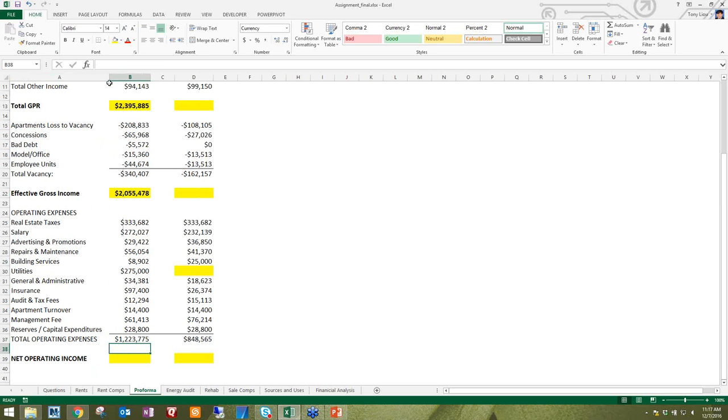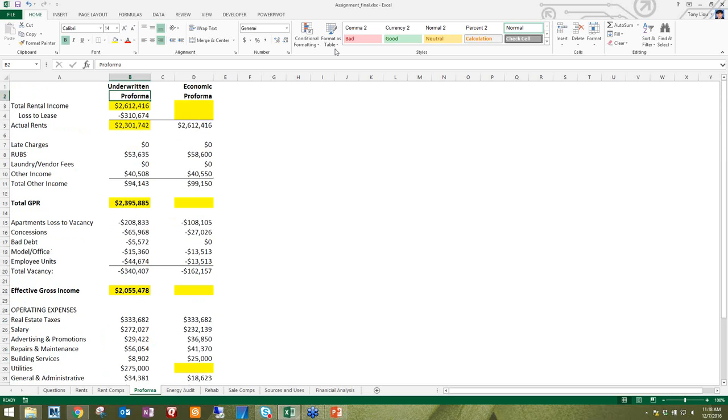And NOI is effective gross income less expenses. So what we're going to do here is take $2 million. Oops, sorry. Let's put the formula here. Equals $2 million minus that. Okay, we have an NOI at 831. So that is our current underwriting pro forma.